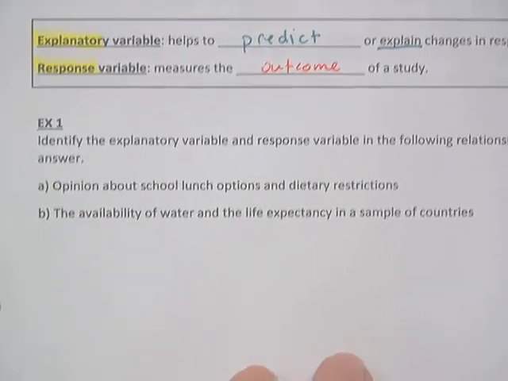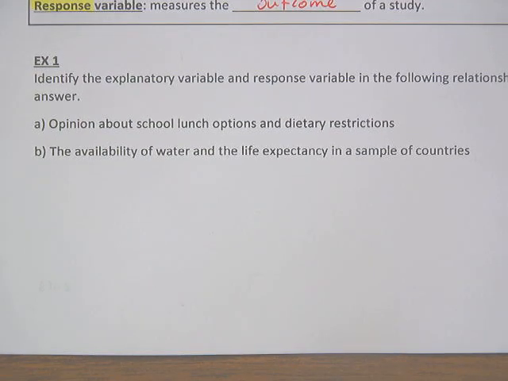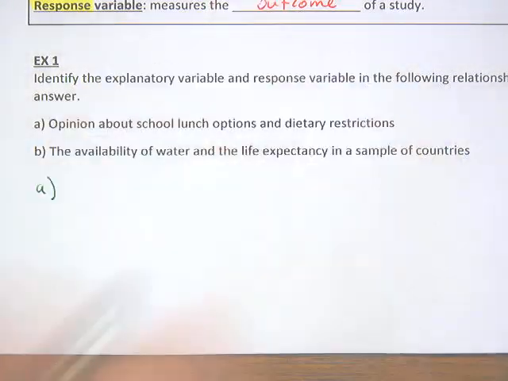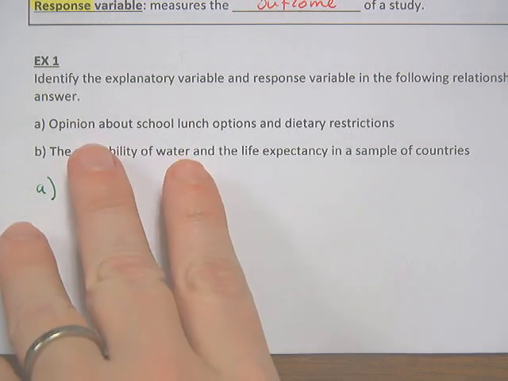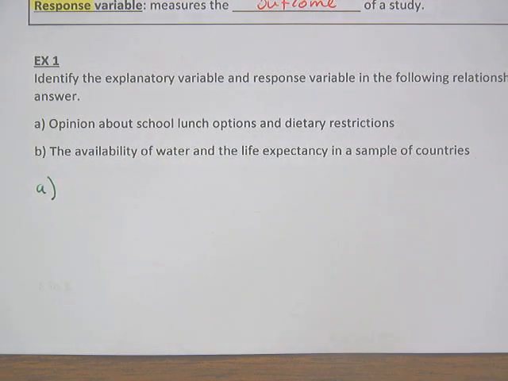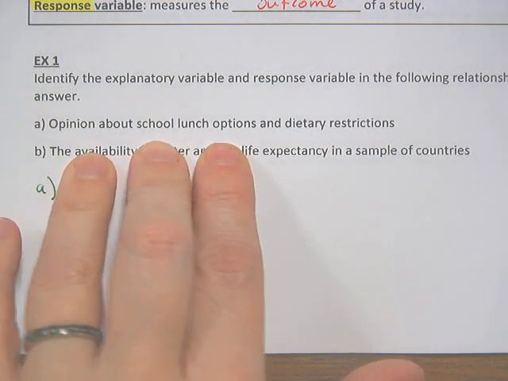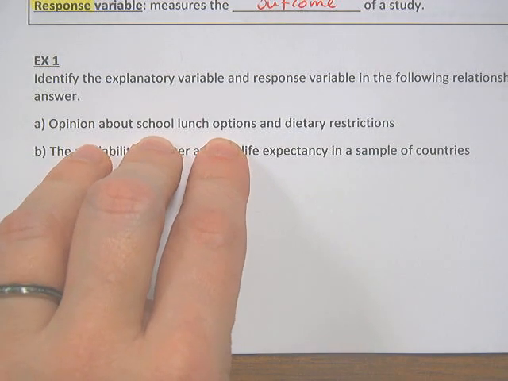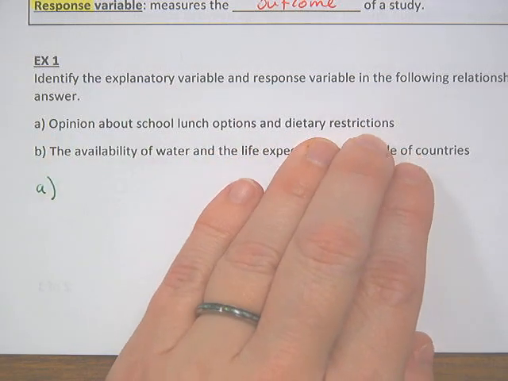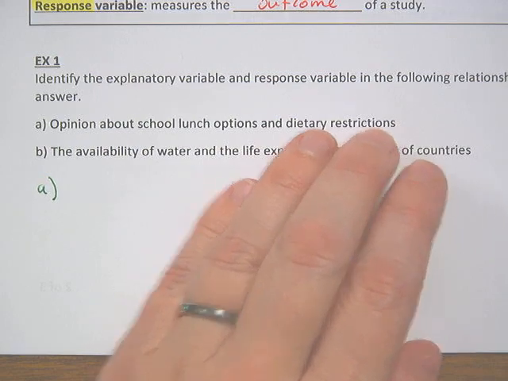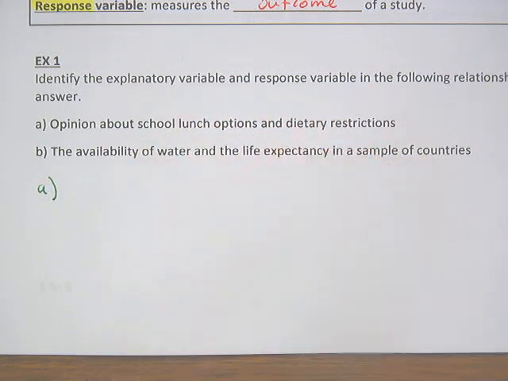So here's what I'm talking about. Down here in example 1, if you had a test question like this, and it says, identify the explanatory and response variable for the relationships, and just kind of tell me why you think that. So on A, here are our two variables. We've got an opinion about school lunch options. So that's going to vary from person to person, what your opinion is on what should be offered for lunch. And then the other variable is dietary restrictions. So out of those two variables, what do you think would explain the other one? What do you think would help predict the other one?